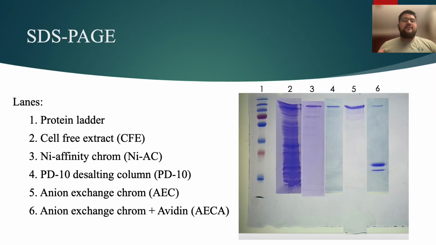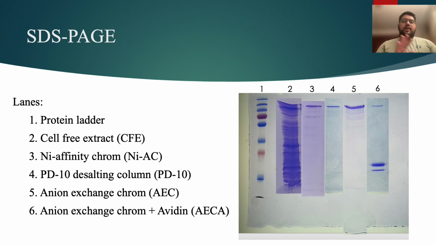Here we have 6 different lanes in our SDS page, and in lane 1, we have a protein ladder, which we want to focus on the second band from top to bottom, which is the 130 kilodalton mark. Around this same area in every lane, we see a band which corresponds to the presence of MOPE-HP.